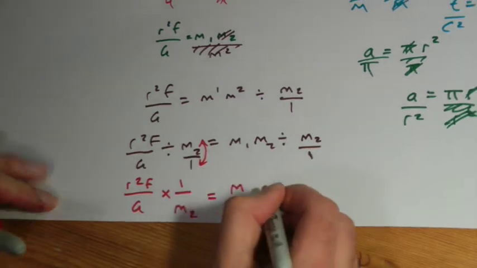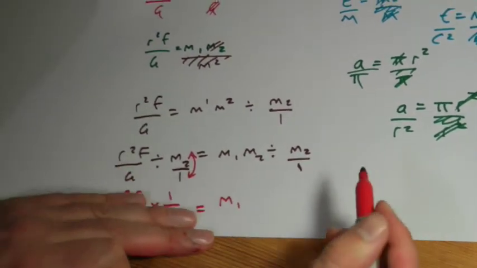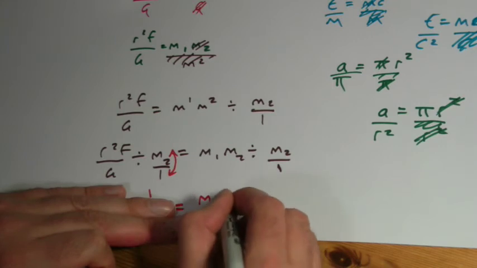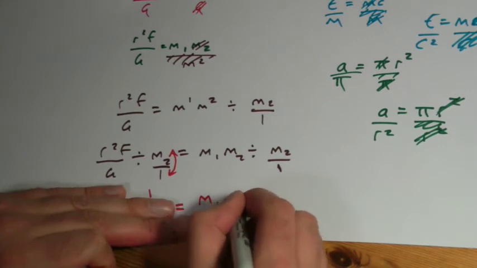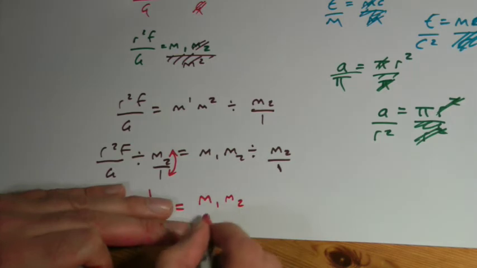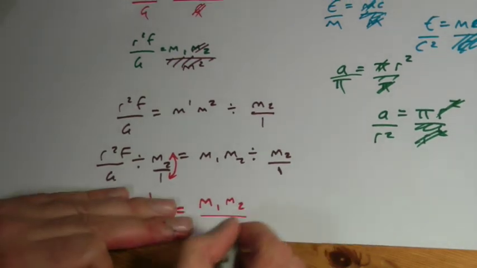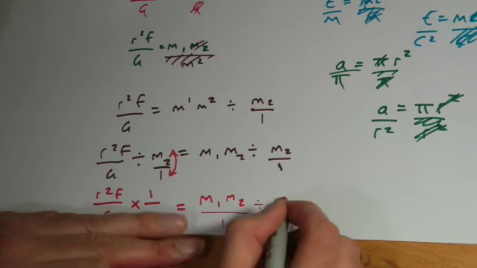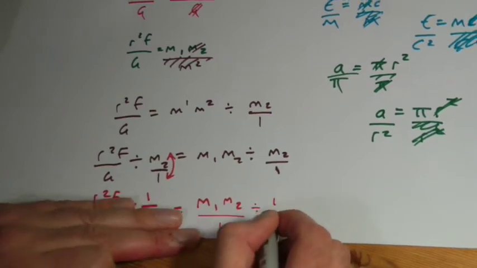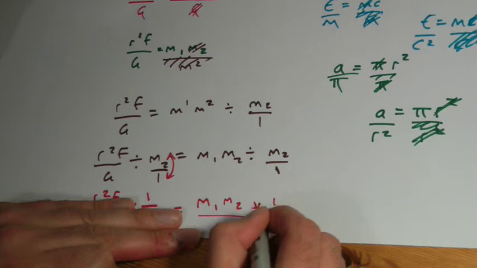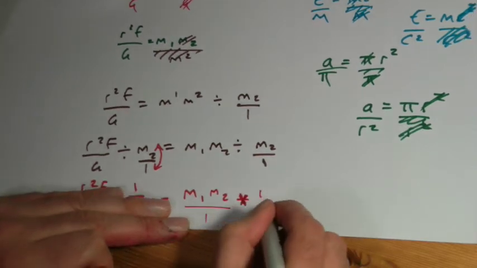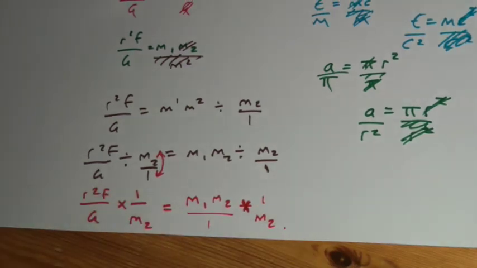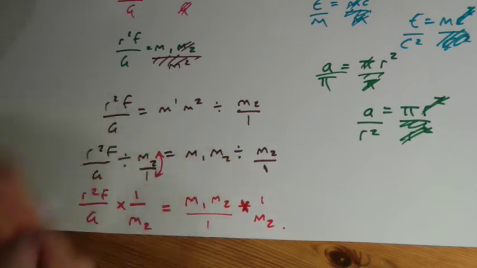Okay? I could do the same thing on this side. In fact, if I was going to write it all out like that, I'm going to put that over 1. Again, we can ignore that 1 in a second, and I'm going to divide it by 1. So multiply it by 1 over m2.